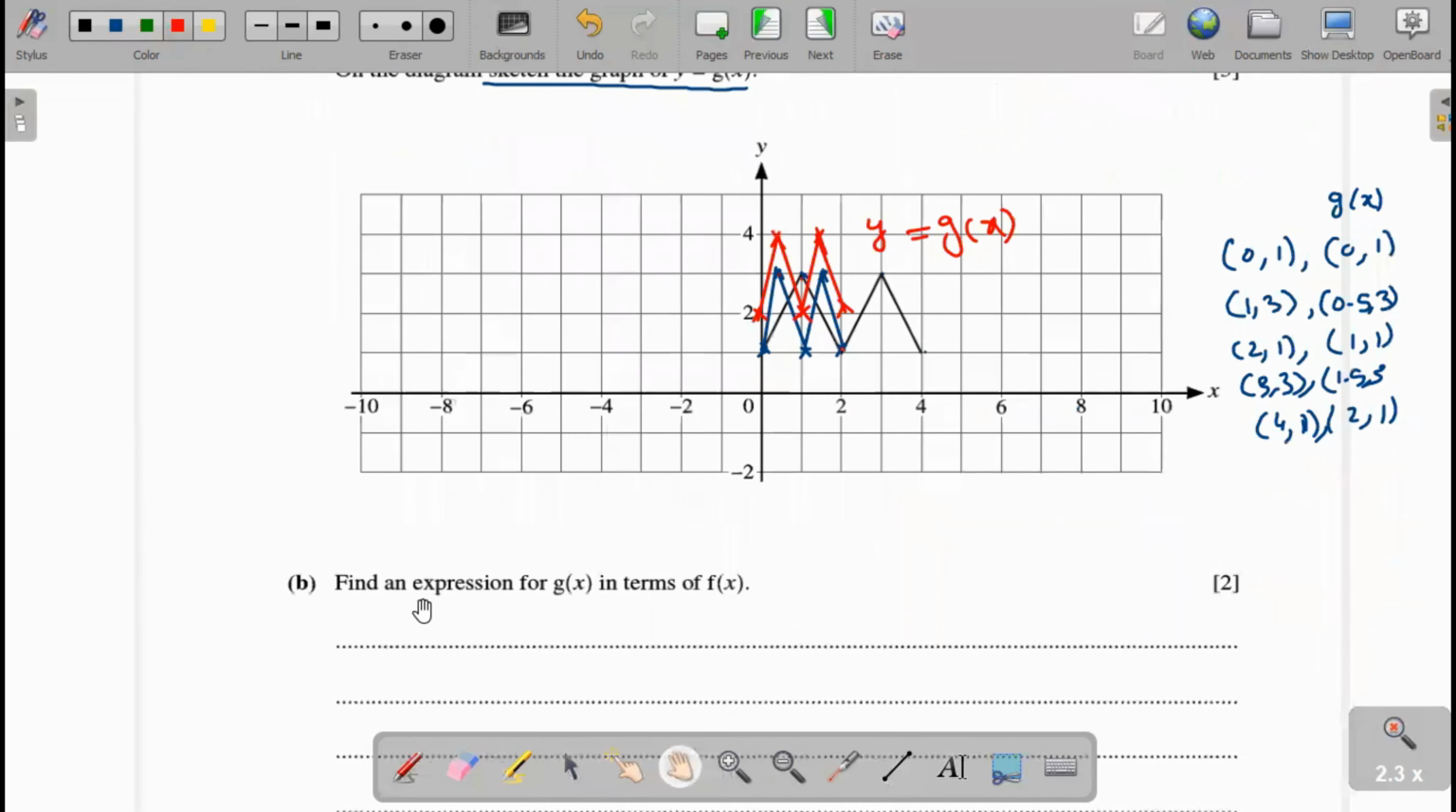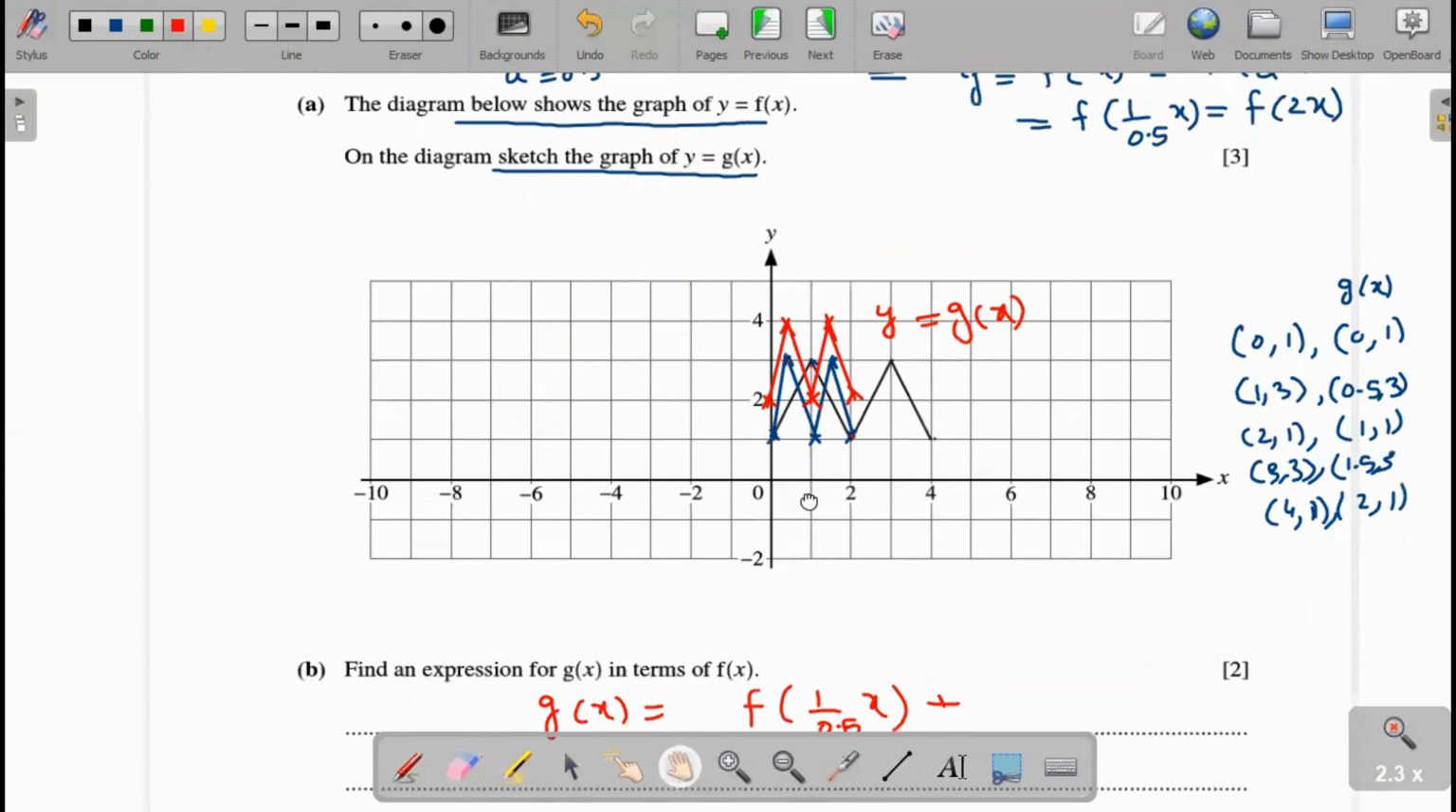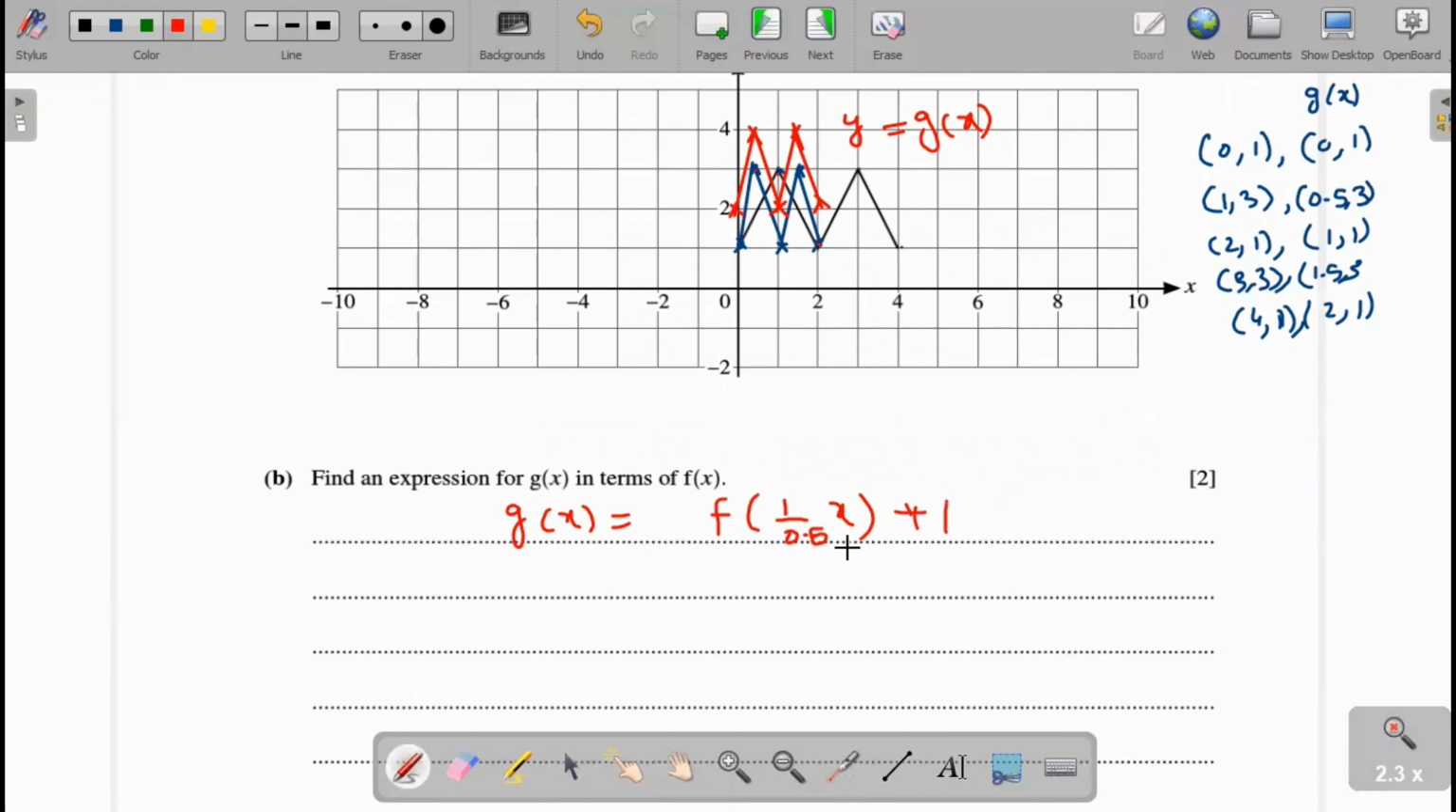Now find an expression for g of x in terms of f of x. Firstly we stretch the graph in the x direction with scale factor 0.5, which gives f of 1 over 0.5 x. Then we translate the graph by (0, 1), which means plus 1. Therefore, we can write g of x equals f of 2x plus 1. This is the answer.